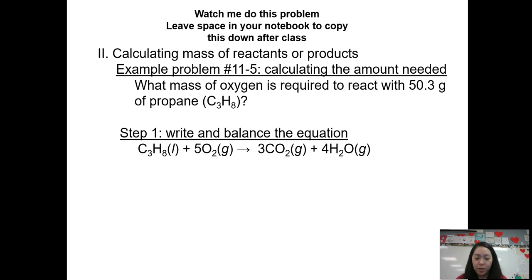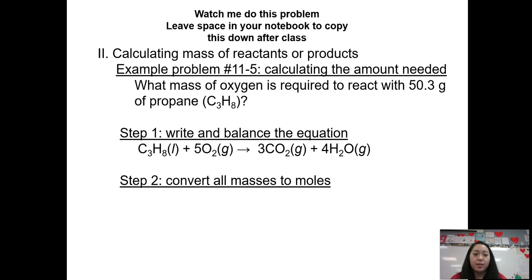You gotta do your chemical equation and balance it. All done and good to go. Now, on to the next step. Number two is where we actually get into the calculations. And remember, we always start with our given. In this case, our given is right here, 50.3 gram of propane. So this is our given.